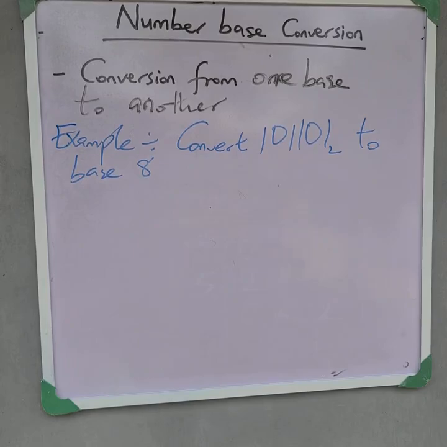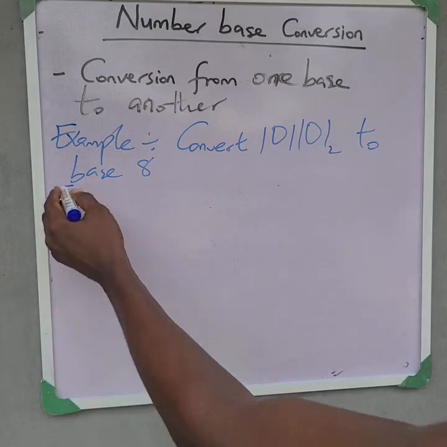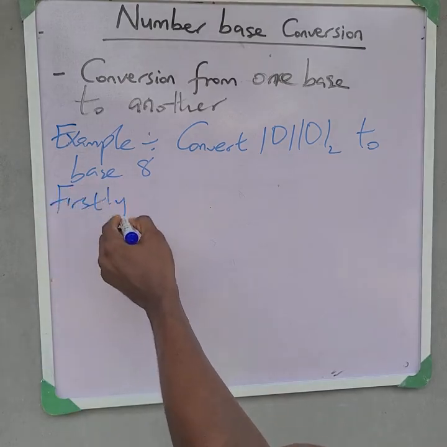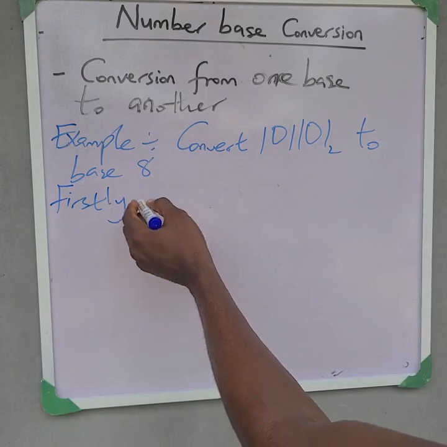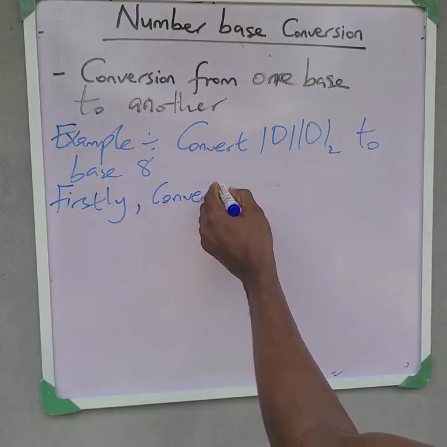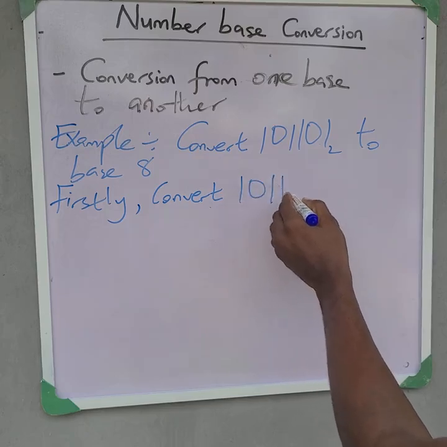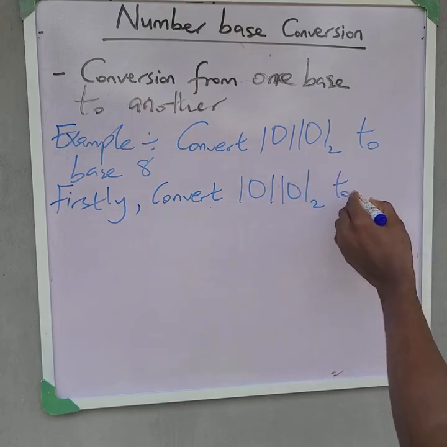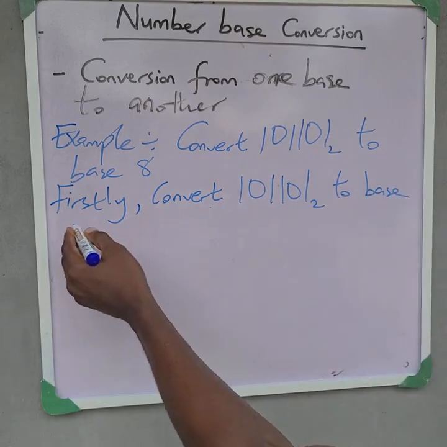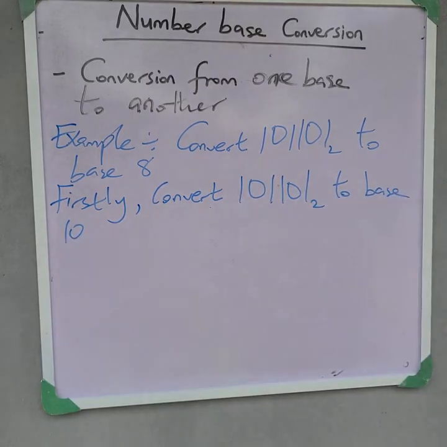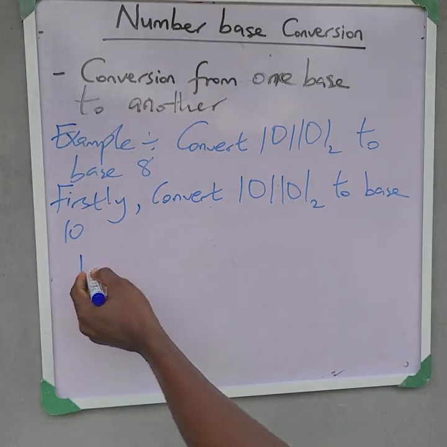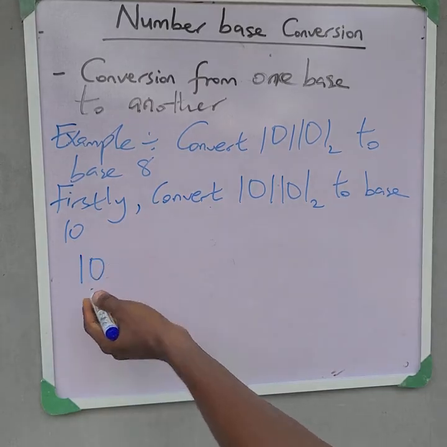Like I said, you firstly convert 101101 in base 2 to base 10, or decimal. You firstly convert it to base 10 before you can take it to base 8. So let's convert to base 10. We've done that before. Use the approach of converting from other bases to base 10.